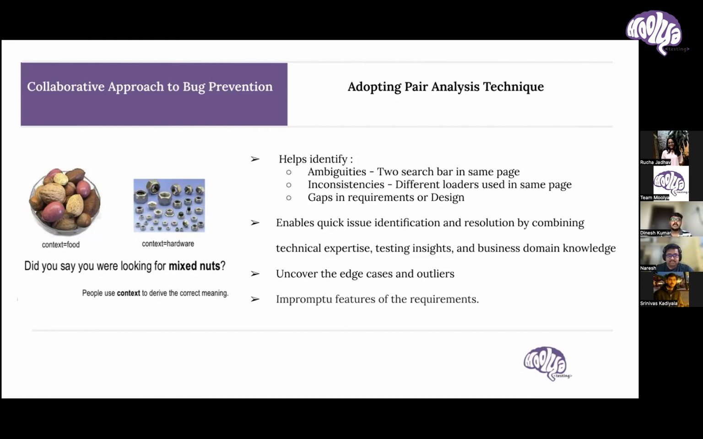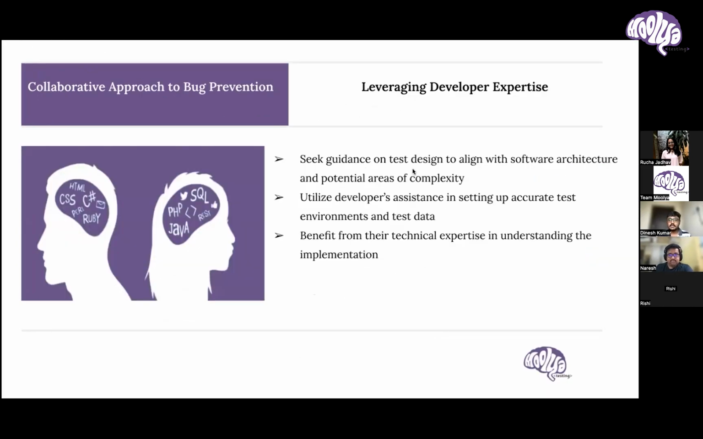By adopting the pair analysis technique, you can leverage the collective intelligence and expertise of individuals, fostering collaboration and generating well-rounded insight that may not have been possible through solo analysis, right? Whenever you're thinking about a story, if some person comes to your desk and asks what you're testing, he may have a different perspective that you may not have thought about. It gives a different perspective from each person. It also helps us uncover edge cases and outliers. And leveraging developer expertise.